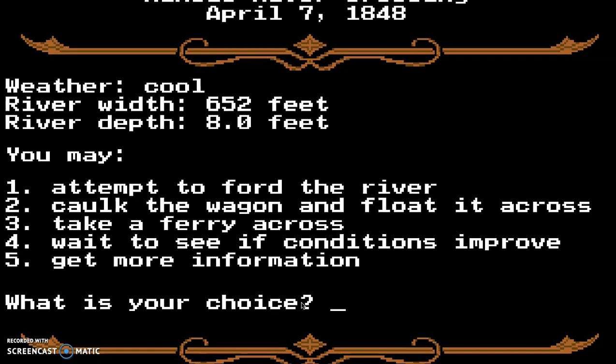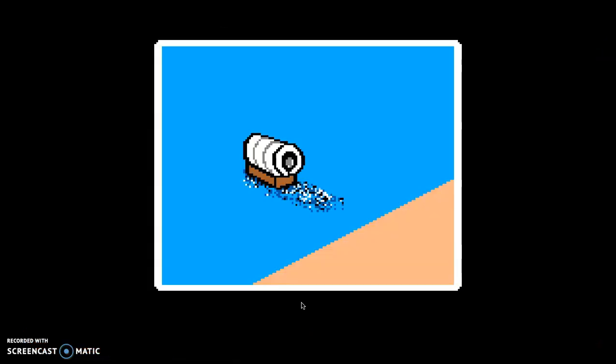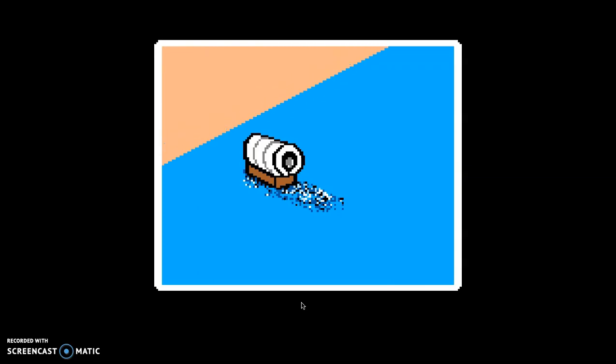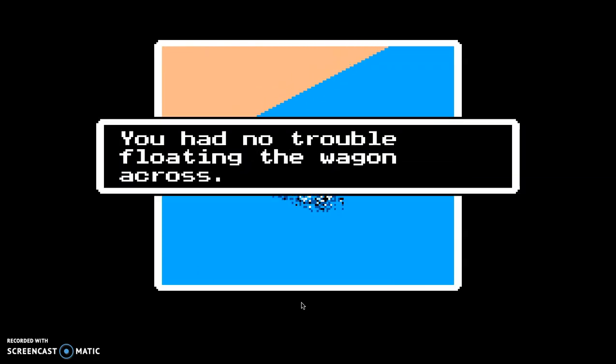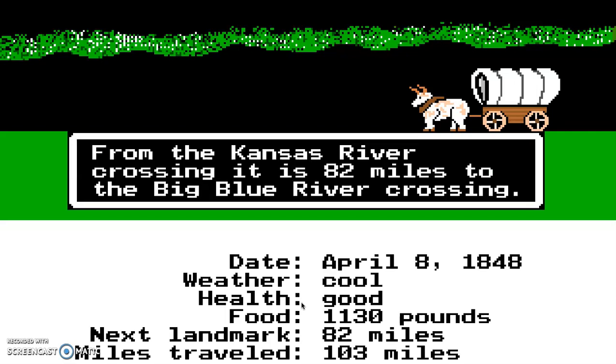Number 1, attempt to ford the river. Not going to do it. I could try to ford it or take a ferry. Sometimes if you wait to see if conditions improve, the water can go down. I'm pretty confident I'm going to caulk the wagon and float it across. Let's see if I make it. It's a wide river. Looking good. No trouble floating across. Spacebar. 82 miles. Let's go.